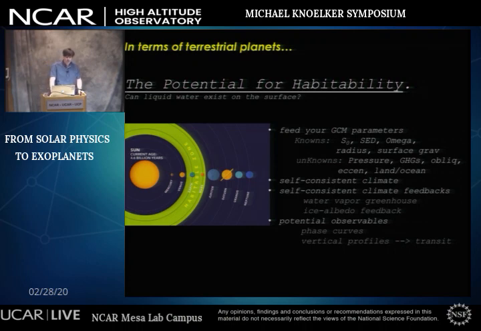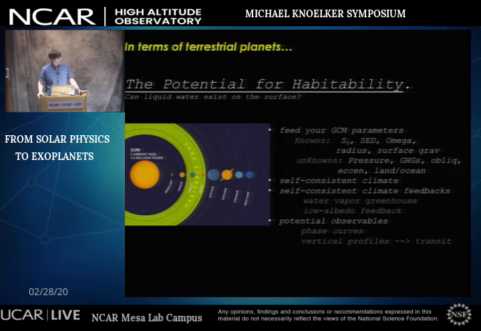So the 3D models help us self-consistently simulate important climate feedbacks. For habitable worlds with water, those being the water vapor greenhouse feedback, which tends to make climate too hot, and ice albedo feedback, which will drive climate to be too cold.